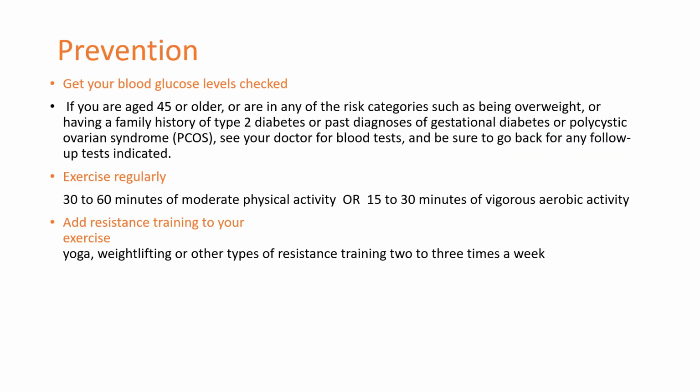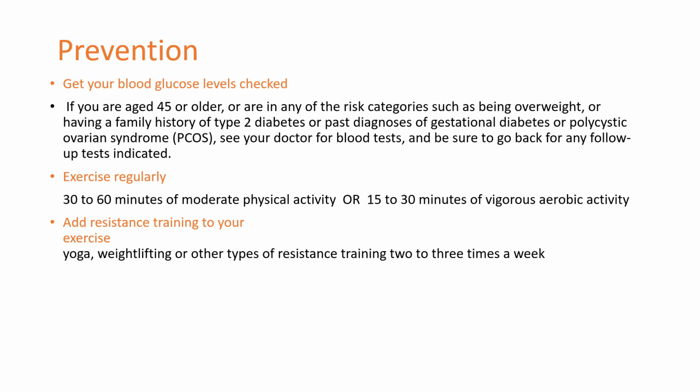Now comes the most important part, the prevention. How can we prevent this condition? If you are aged 45 or older, or in any of the risk categories such as being overweight or having a family history of type 2 diabetes or past diagnosis of gestational diabetes or polycystic ovarian syndrome in case of females, see your doctor for blood tests and be sure you go back to your doctor for any follow-up tests if indicated.